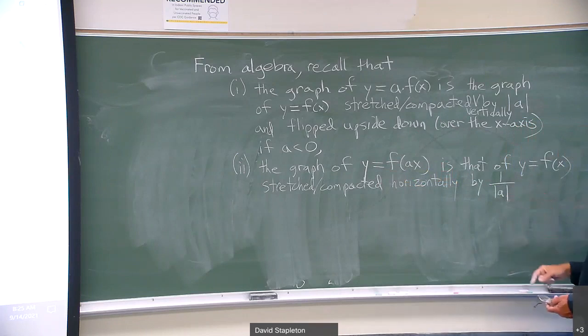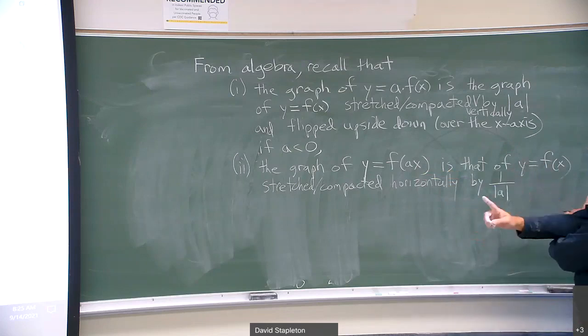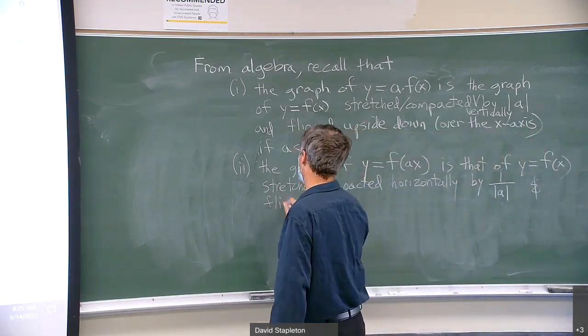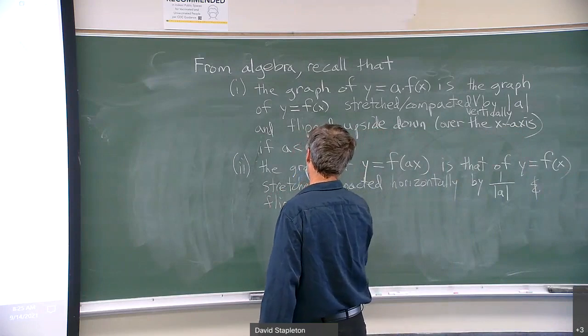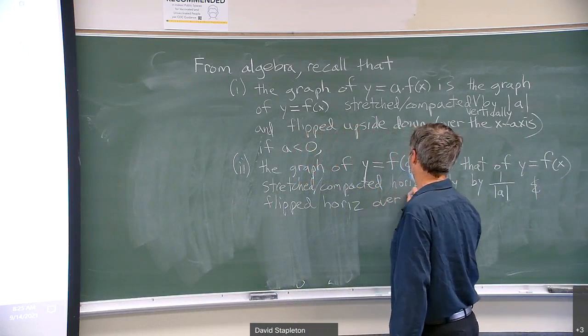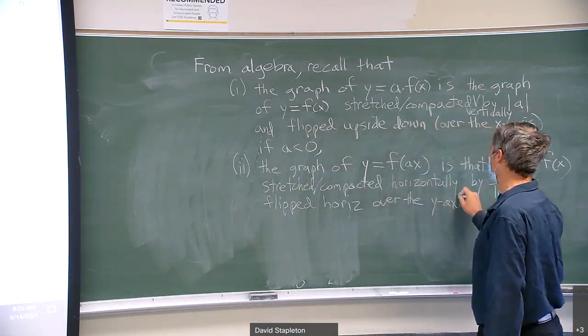It's compacted if a is bigger than 1 and stretched if a is less than 1, the absolute value. And then, of course, if you replace x by minus x, then it changes all the x coordinates and flips it around the y-axis. So now it's flipped horizontally over the y-axis if a is less than 0.